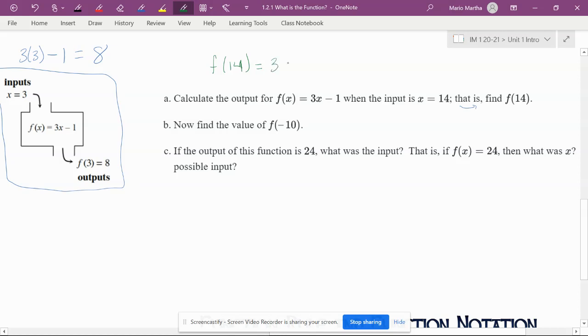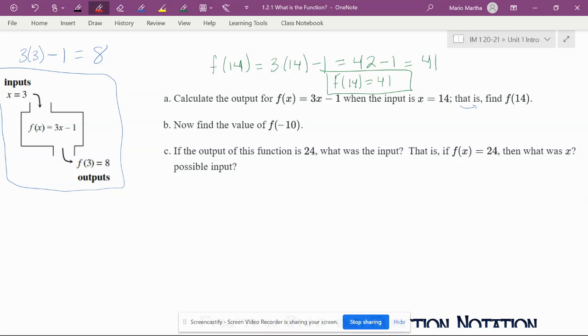So this is 3 times 14 minus 1. If you need to use a calculator to multiply 3 times 14, that's perfectly fine. Go ahead and use it, and then finish the operation by subtracting 1. So 3 times 14: 3 times 10 is 30, 3 times 4 is 12. Add those two together, you get 42. That's 3 times 14, and then take away 1. That gives us 41. So we can say that f of 14 is equal to positive 41. All right.